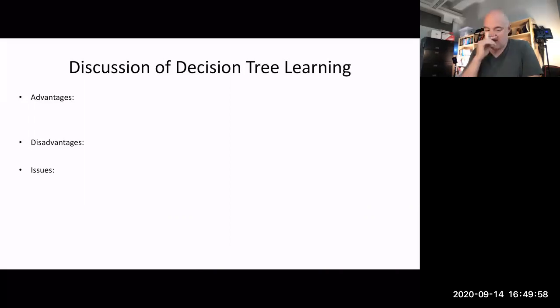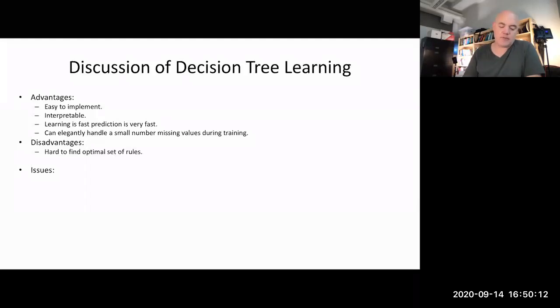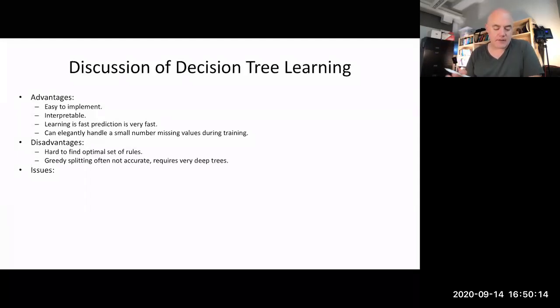I appreciate it. So, discussion of decision tree learning, right? Decision trees are super easy to implement. They're interpretable. That's really important in modern machine learning, actually. Learning is fast enough anyway, and prediction is blazingly fast, right? You can also deal with a small number of missing values during training, and they're not that bad, right?